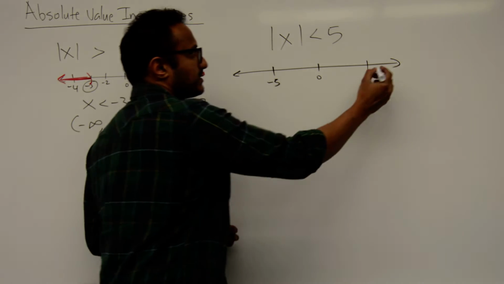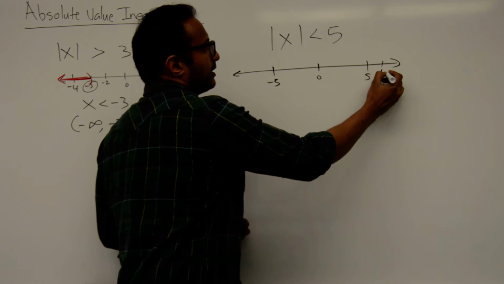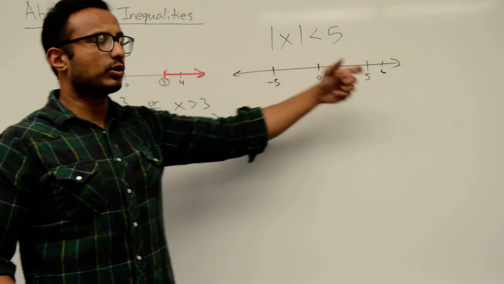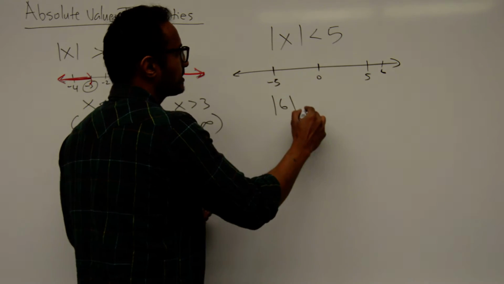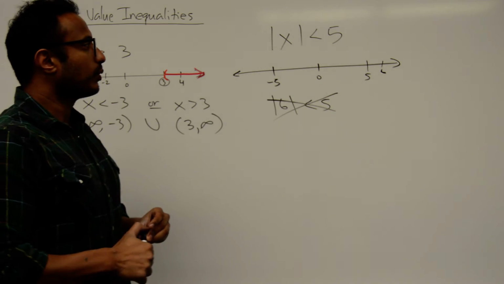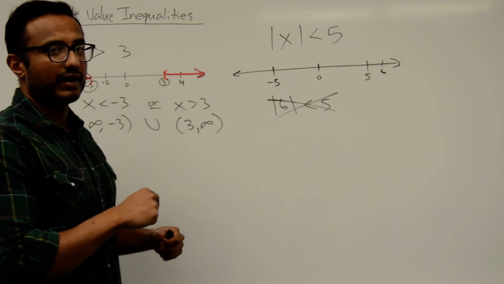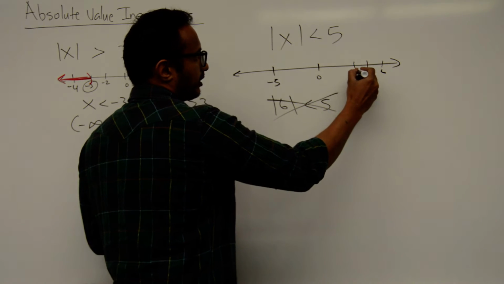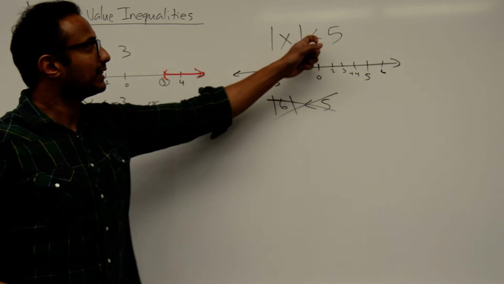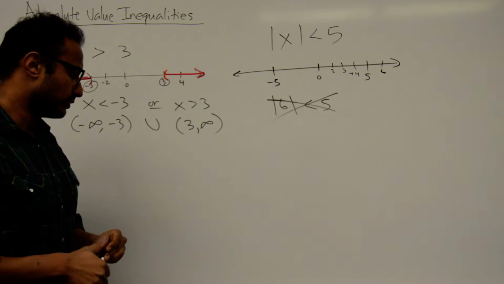Okay, now let's take a number like 6. That's 6 spaces away from 0. So that's not going to work for our solution because the absolute value of 6 is not less than 5. That's a false statement. So 6 is not going to work. We want the distance to be less than 5. So what's going to work? Like 4 is going to work, 3 is going to work. All these numbers are less than 5 spaces away from 0.